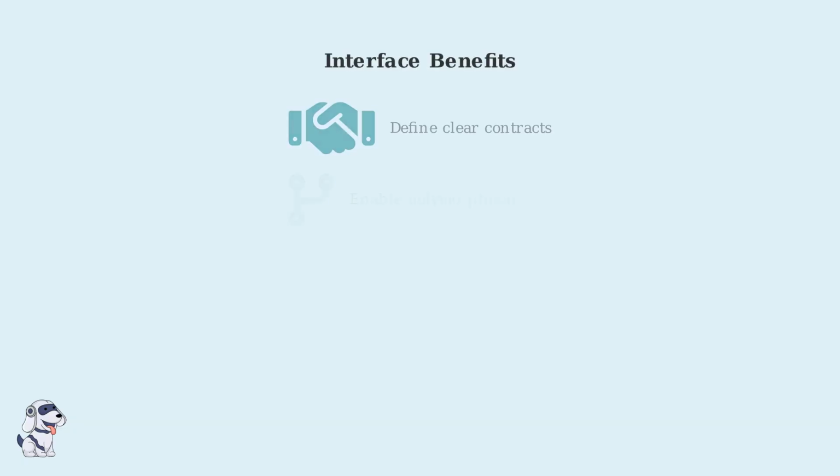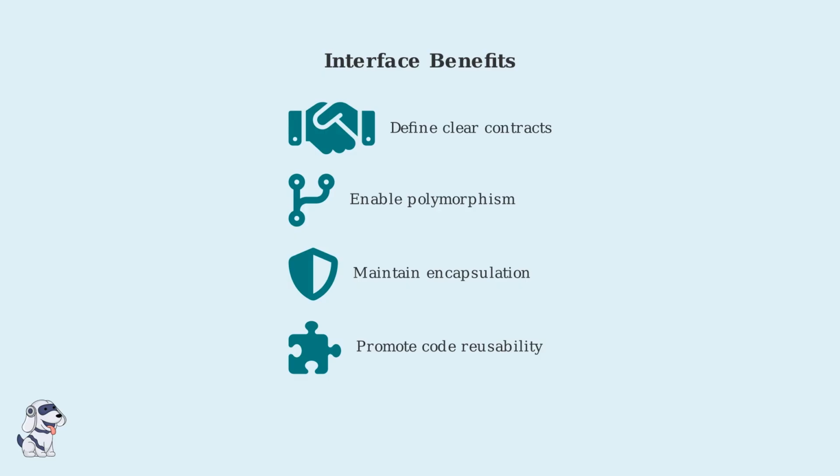Interfaces are powerful tools for creating flexible, maintainable code. They allow you to define contracts that multiple classes can implement in their own way, promoting code reusability and polymorphism while maintaining clear boundaries between different parts of your application.